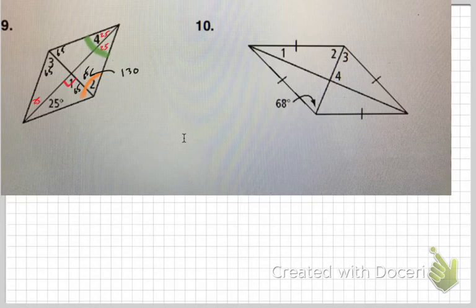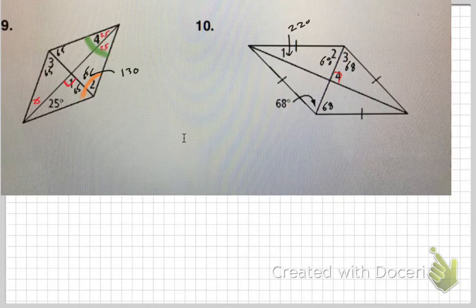Same kind of concept for number 10, right? We've got our right angle. I know that's going to be 90, and then I know this would be 68, 68, 68. And then to find angle 1, I could do 180 minus 68 twice, okay? Or I could do 180 minus 68 minus 90, since I'm going to focus on this right triangle right here, and that would give me 22 degrees.